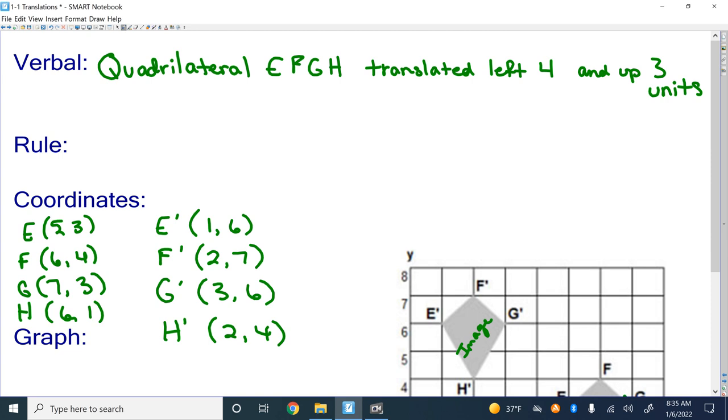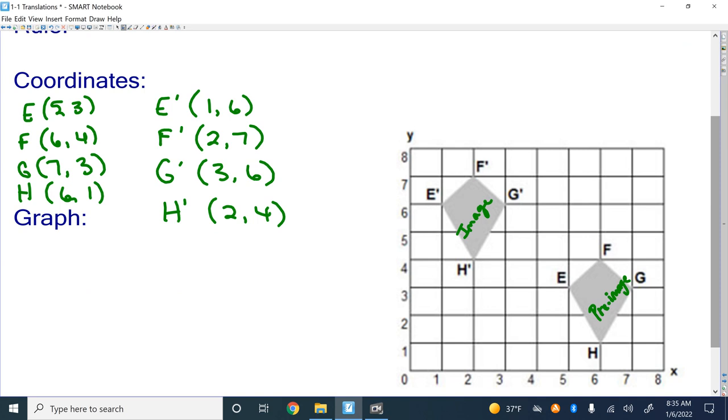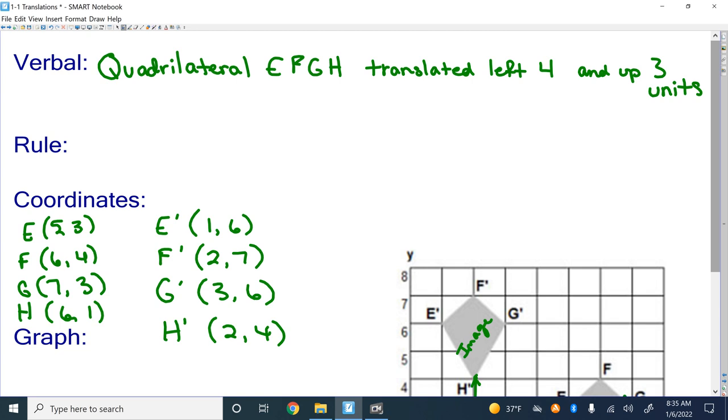How did you get that? I like to look at the graph on this one. I start with this point. How did this point move? It moved to the left 4 and then up 3. And then you can also do the coordinates if you want to. What's happening as we move from 5 to 1? We go minus 4, and then for the y's, I add 3. So our rule would be (x, y) goes to (x minus 4, y plus 3). Good.